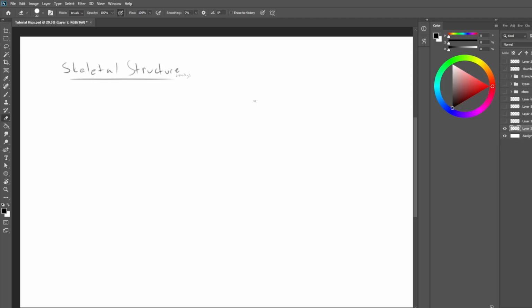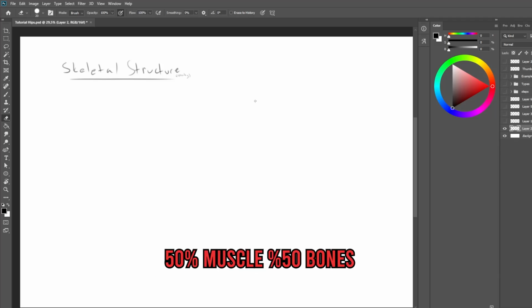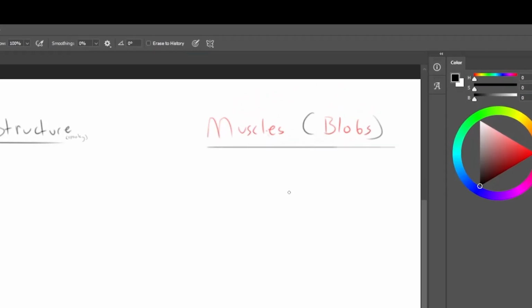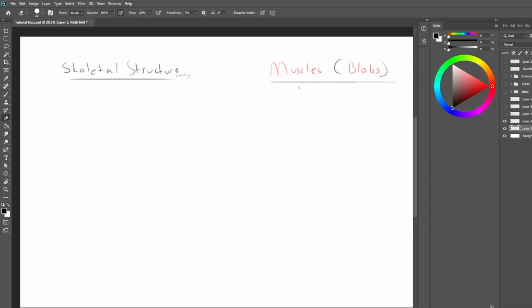First of all, on drawing hips, the hip bone, the pelvis bone, is probably the most important thing because it's the fundamental. Normally in anatomy it's like 50 muscle, 50 bones, but on hips, skeletal structure gives most of its shape, okay? Practically most, I guess. I don't know.